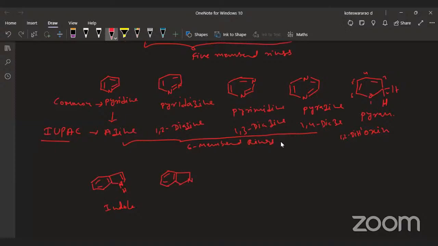Nitrogen position. This is the position of nitrogen. Changing the position, this is isoindole. Next, indazole. If the number of hydrogens are increasing, right? This is a 5-member ring combined with the 6-member ring.